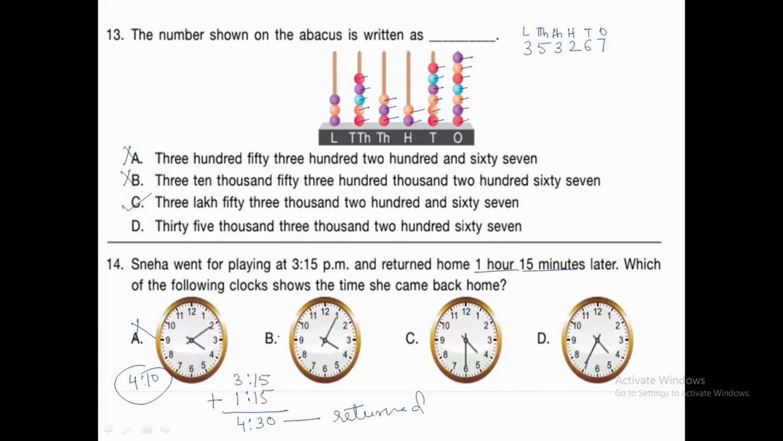Now option B is showing 4:05, so this cannot be a correct answer. Now option C is showing 4:30, so yes, 4:30 is a correct answer. That's why option C will be our correct answer. Now option D is showing 4:35, so it cannot be a correct answer. That's why option D is out of the race. So that's how we get our correct answer, which is option number C.